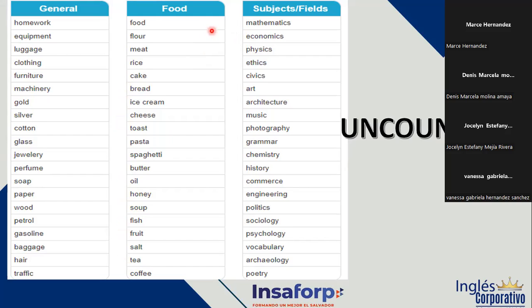In part number three, we have mathematics, economics, psychics, ethics, civics, art, architecture, music, photography, grammar, chemistry, history, commerce, engineering, politics, sociology, psychology, vocabulary, archaeology, poetry.